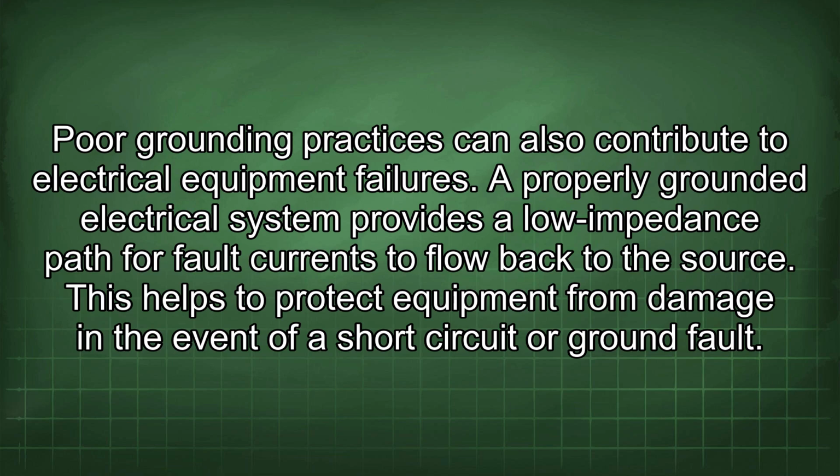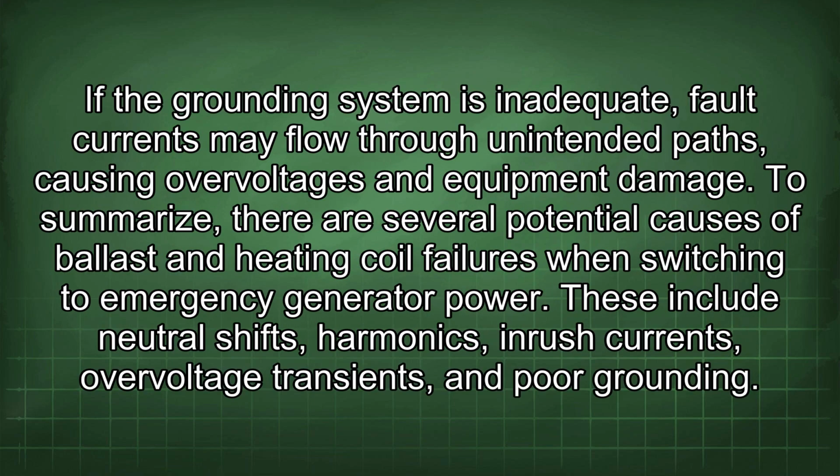A properly grounded electrical system provides a low impedance path for fault currents to flow back to the source. This helps to protect equipment from damage in the event of a short circuit or ground fault. If the grounding system is inadequate, fault currents may flow through unintended paths, causing overvoltages and equipment damage.